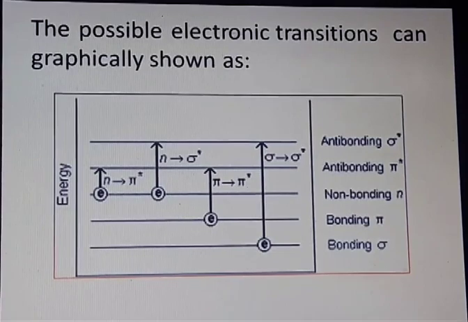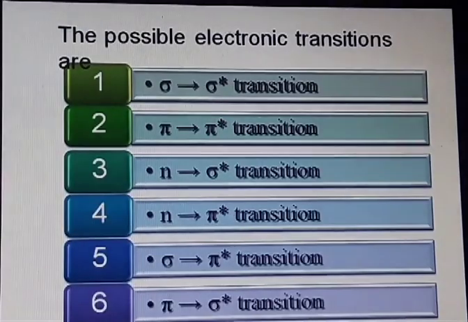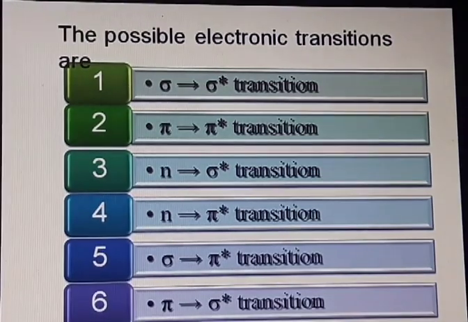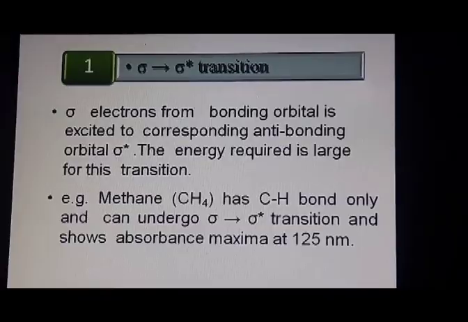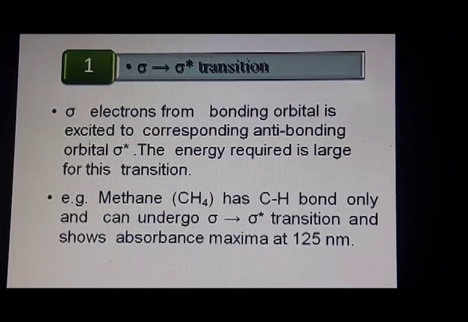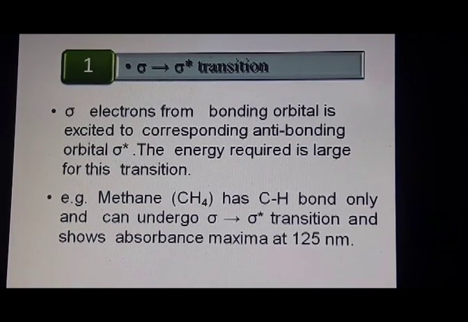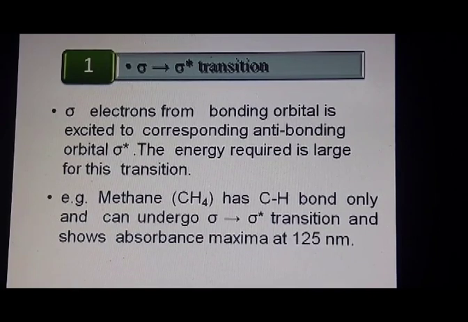The possible electronic transitions graphically shown as sigma to sigma star transition, pi to pi star transition, n to pi star transition and n to sigma star transition. Sigma to sigma star transition. Sigma electrons from bonding orbital is excited to corresponding anti-bonding sigma orbital and the energy required for this transition is maximum. Example methane, which shows absorbance maxima at 125 nanometer.